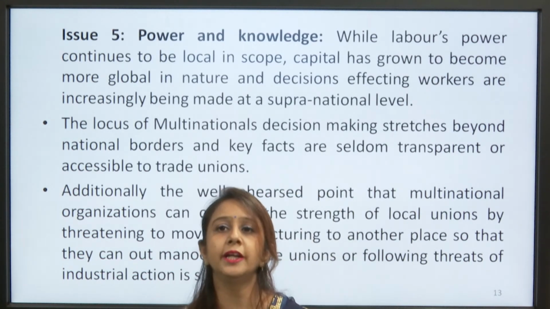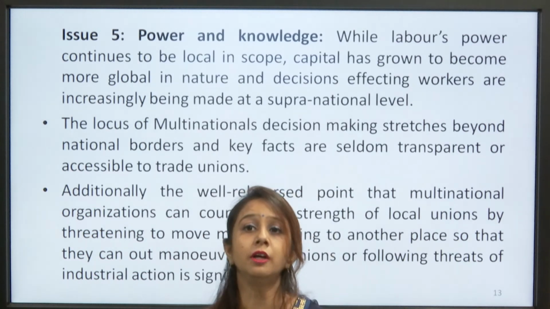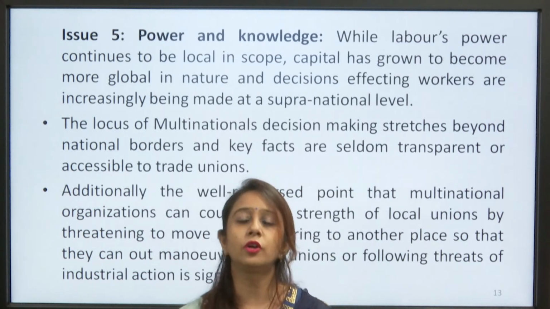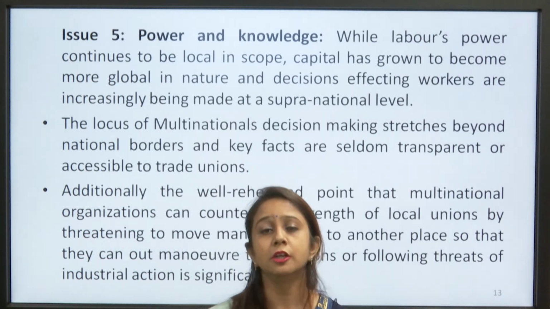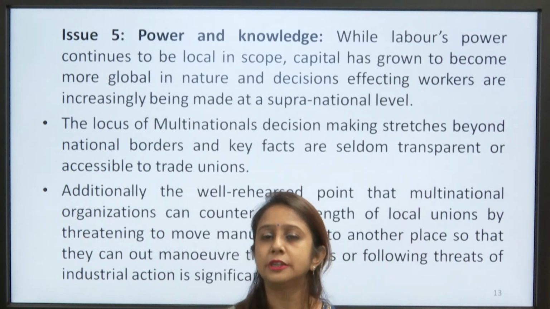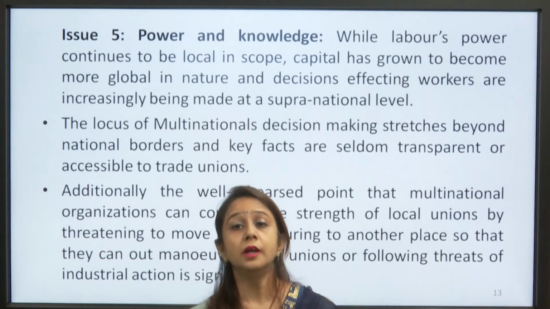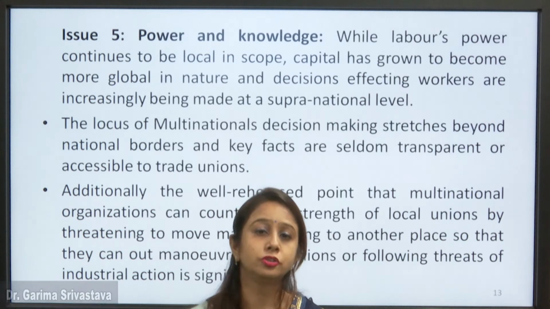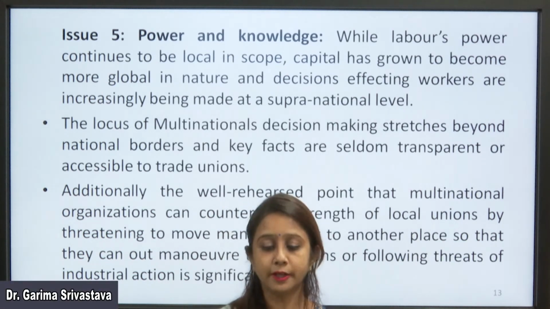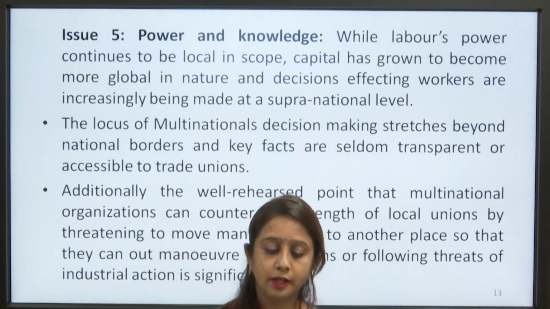The well-rehearsed point that multinational organizations can encounter is the strength of the local unions. If the strength of the local union is more, they have more power, and the employers can be put under more pressure so as to follow the different rules set by the governments or the political parties. And a threat can come to move manufacturing to another place, so that they can maneuver out trade unions, and following threats of industrial action is significant.